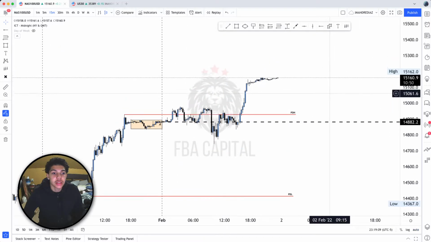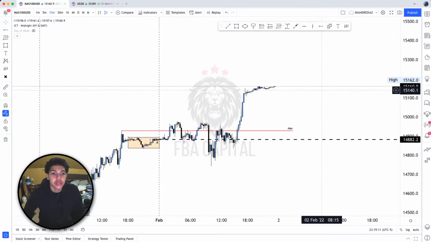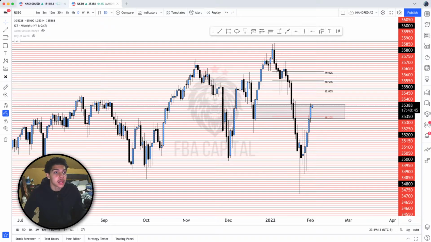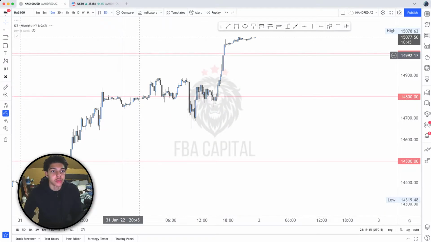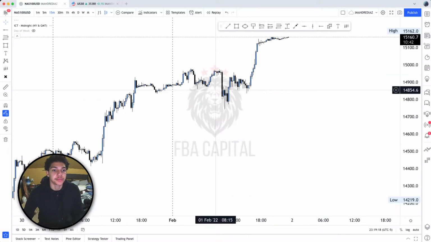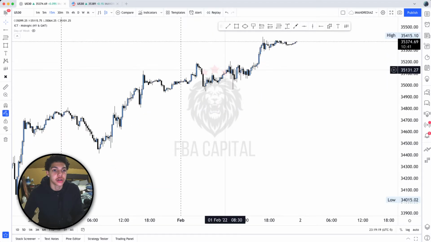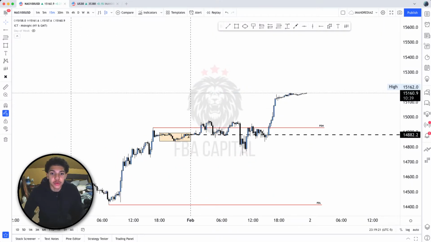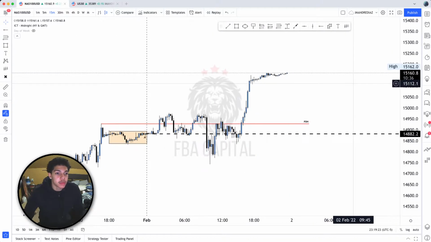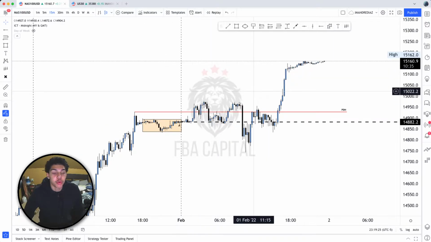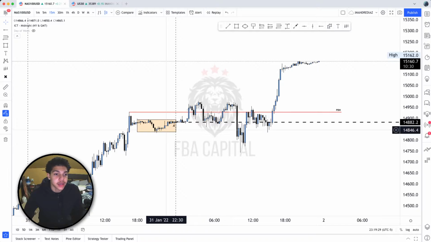I just realized that this is not even US 30. This is Nas100, but nonetheless, they both had very similar moves. So let me see. Here's US 30. Here's Nas. So I guess we're going to do Nas today. It is what it is. They both move similar. I took a trade on both of them today, and I took an L on both. So it is what it is. Nonetheless, let's just continue marking this up.